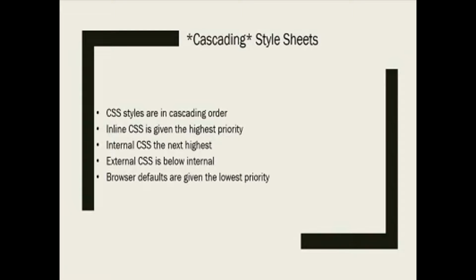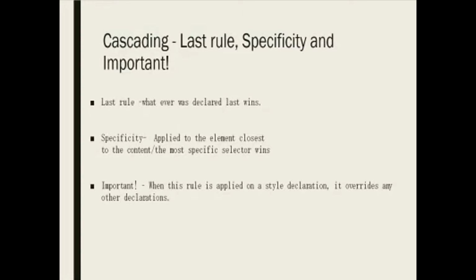Cascading style sheets. CSS styles are given in cascading order. The inline CSS is given the highest priority. Internal CSS is the next highest. External CSS is below internal, and browser defaults are given the lowest priority out of them all.